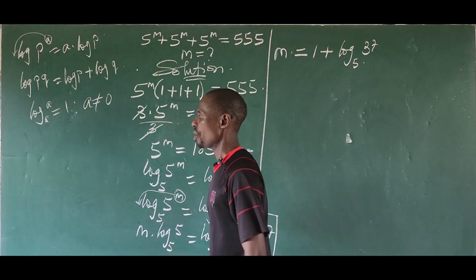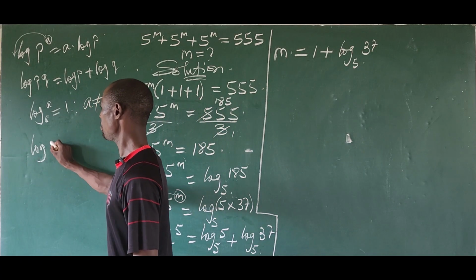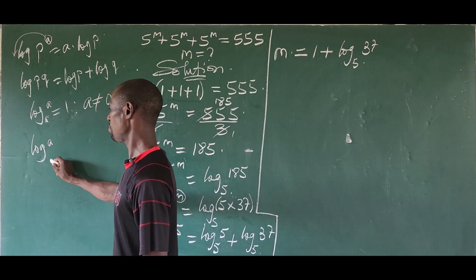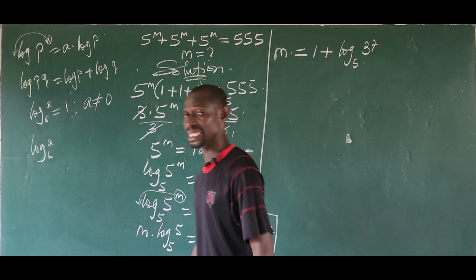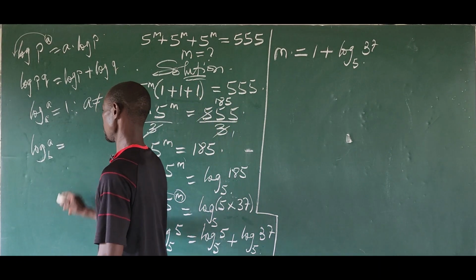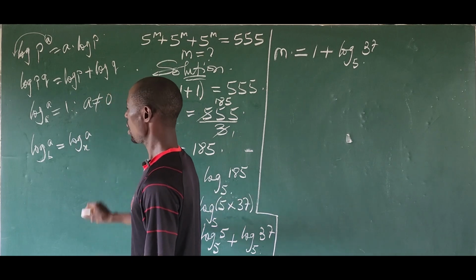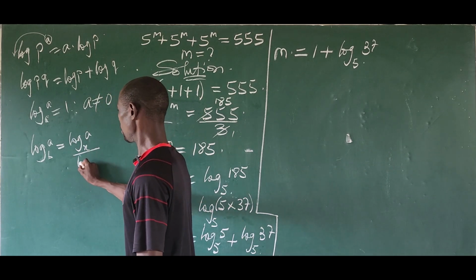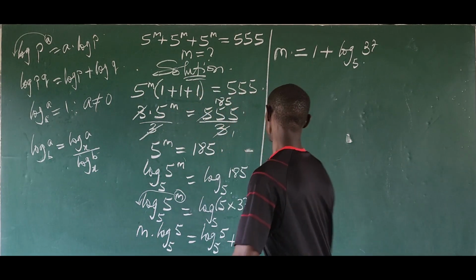We say that when you have your log, let's take log A base B, and we want to change to base C or base D. Let's take base X. So this is going to give us log A base X all over log B base X. Now look at this.